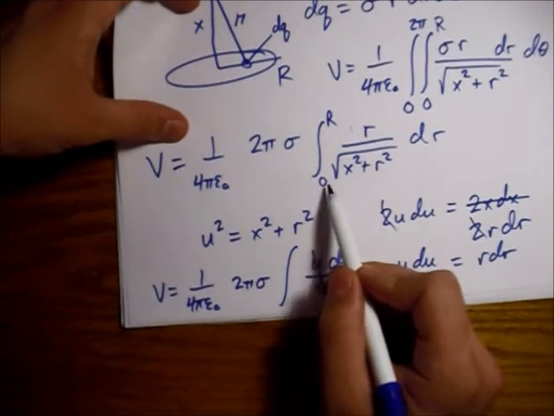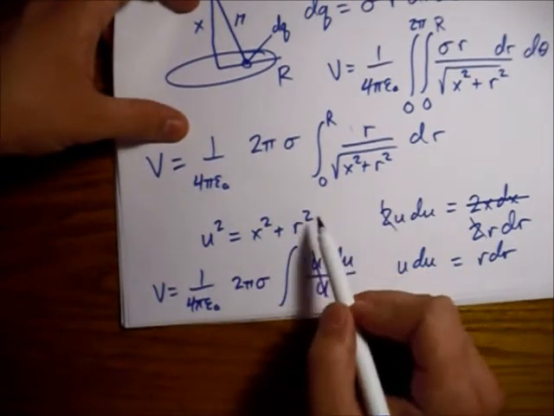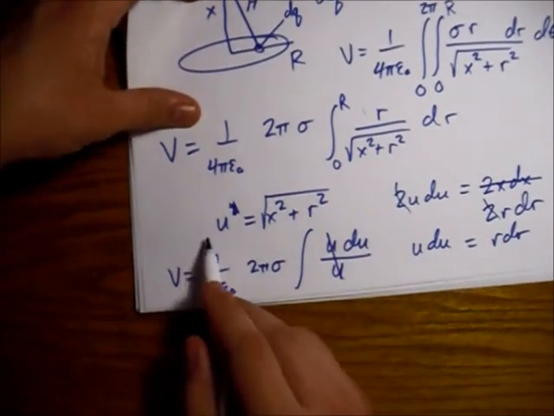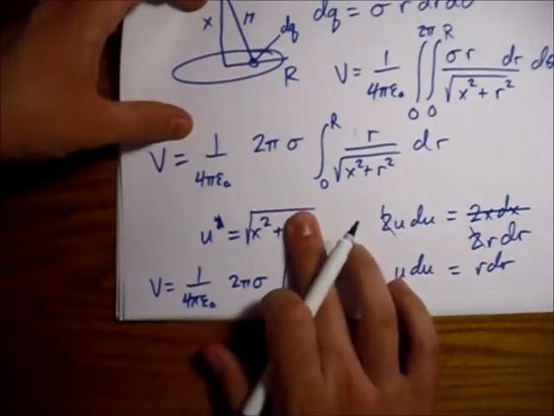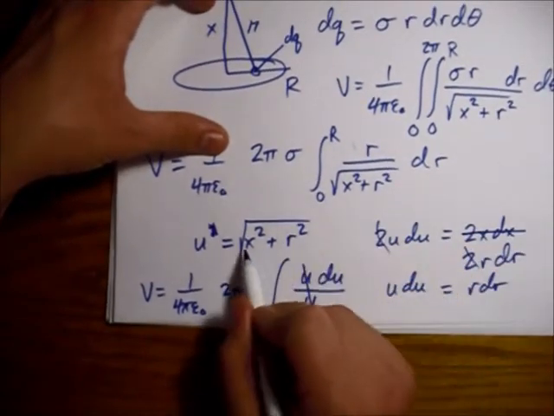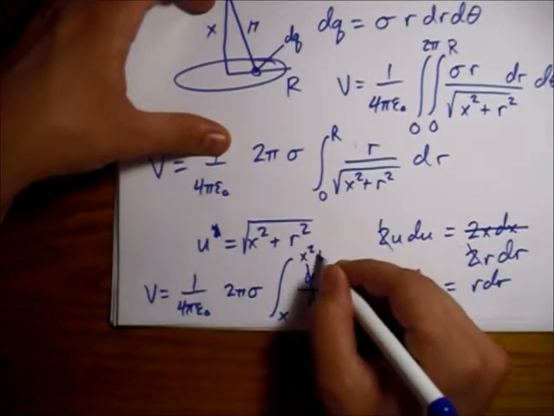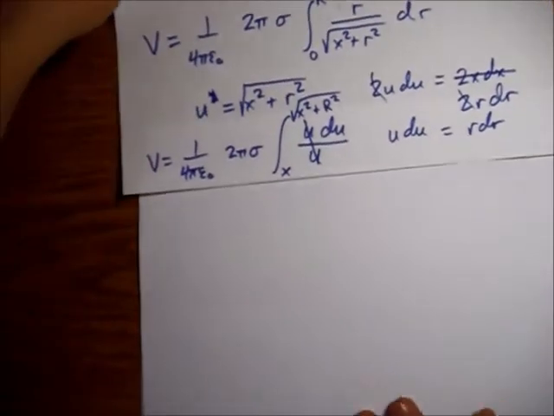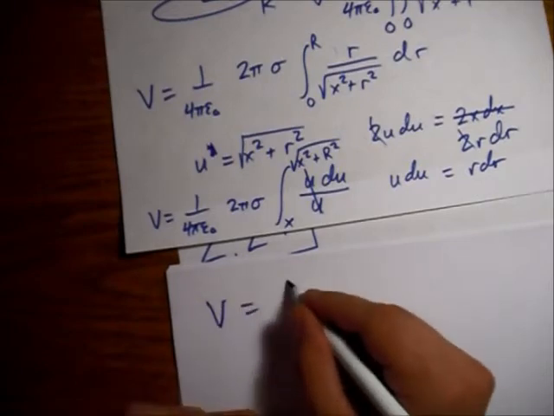So if we put in a 0 for r, let me go ahead and take the square root of both sides of this real quick and make it easier. Putting in a 0 here, we just get the square root of x squared, which is just x. And then up at the top, we put in a big R, so we get the square root of x squared plus big R squared. This is getting messy. Let's write it more cleanly. Down here, we'll just do the integration.